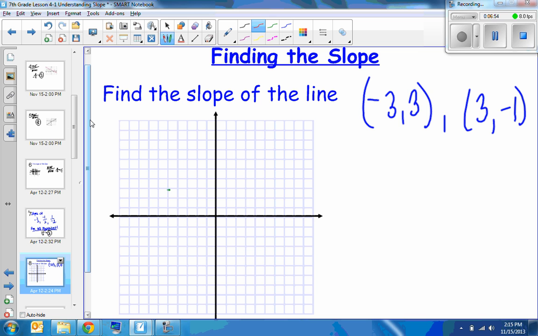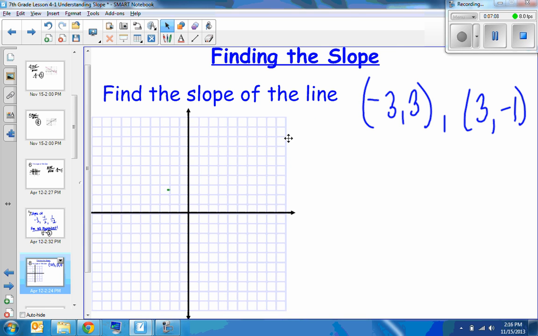So there's another way that you can find the slope of a line without counting. I still want you to see the line on a graph. So with your graph paper, you can graph these points: (-3, 3) and (3, -1).